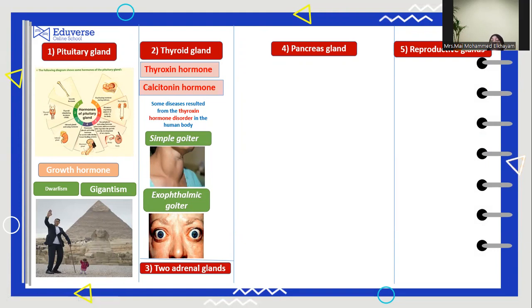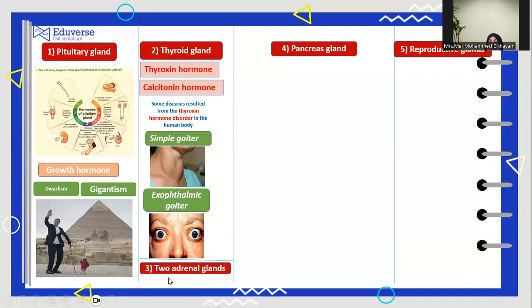And what is he suffering from? Enlargement of the gland, exophthalmosis. Exophthalmosis is the shape of this eye, how it looks like. Weight loss and tension. Please pay attention. Simple goiter also, one of its reasons is the lack of iodine element in the supplements or in the food of this individual, because iodine enters in the composition of thyroxine hormone.